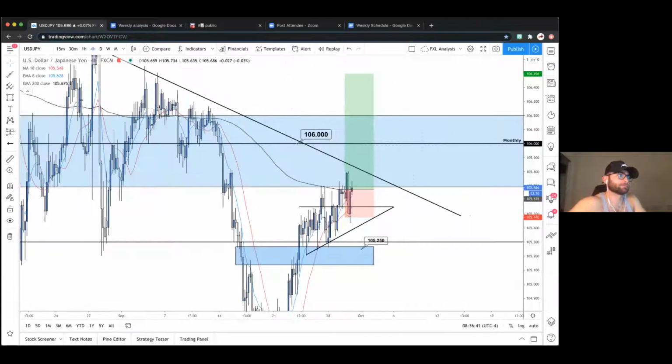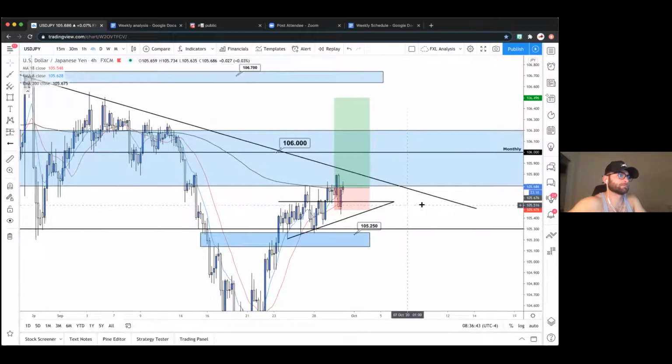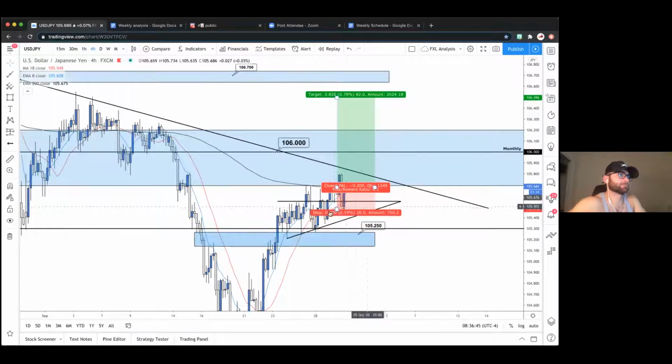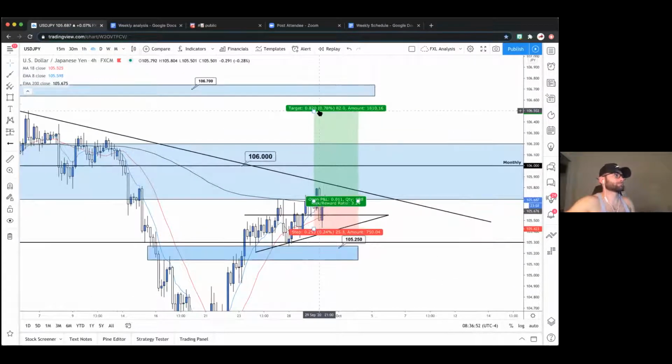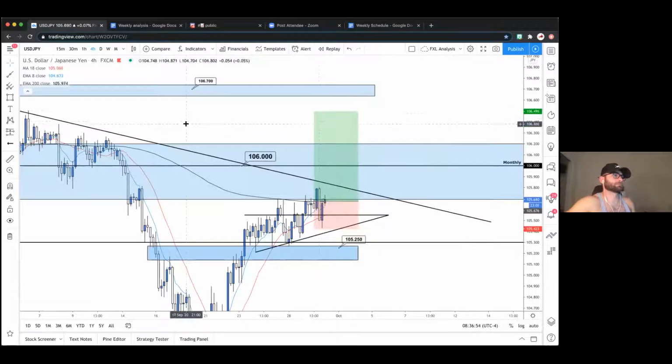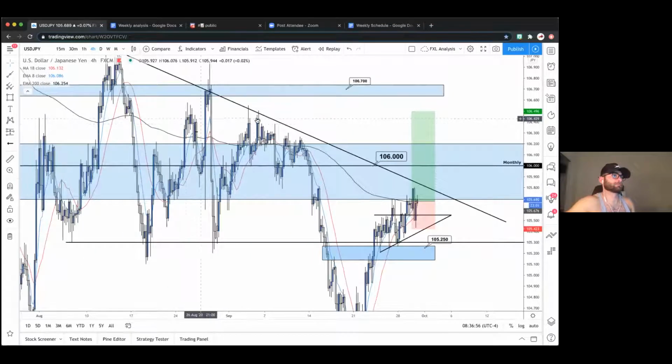And then what I would do is put your stop loss below the prior higher low, right here, about 25 pips if you entered right now. And then I would target up towards about 106.5, which is kind of the average resistance zone between all this price action here. It's a really good target.